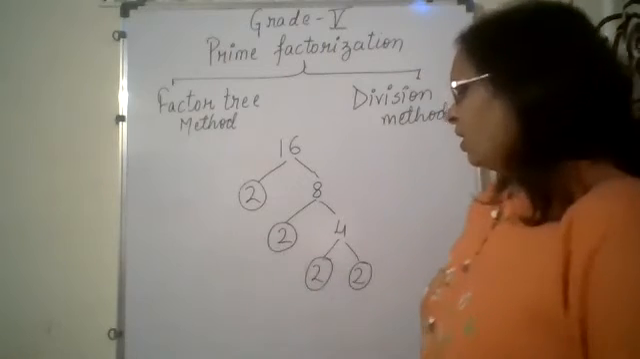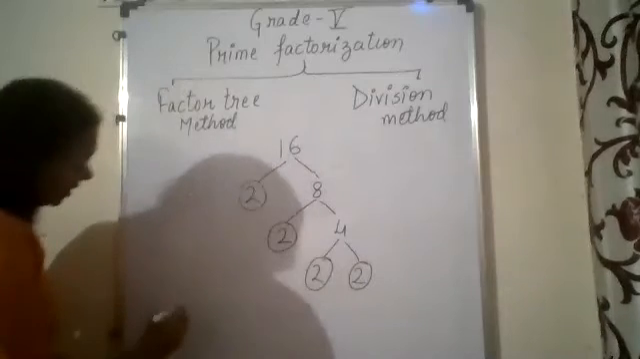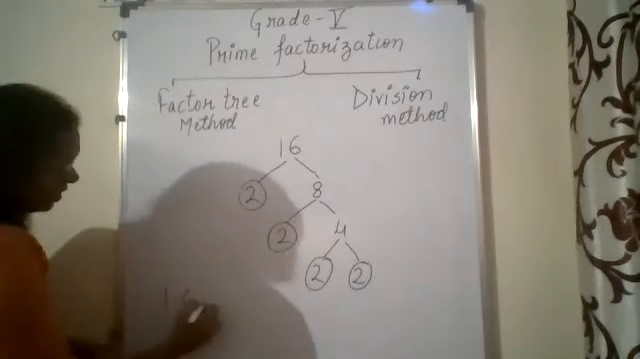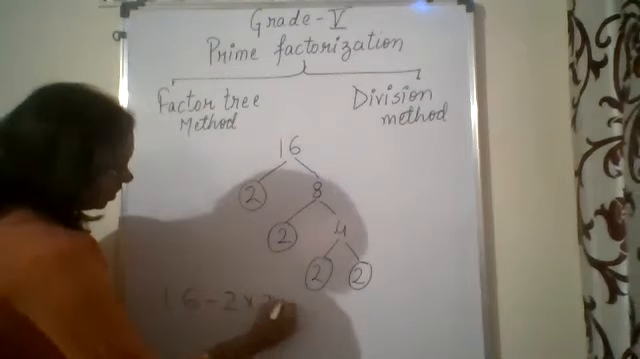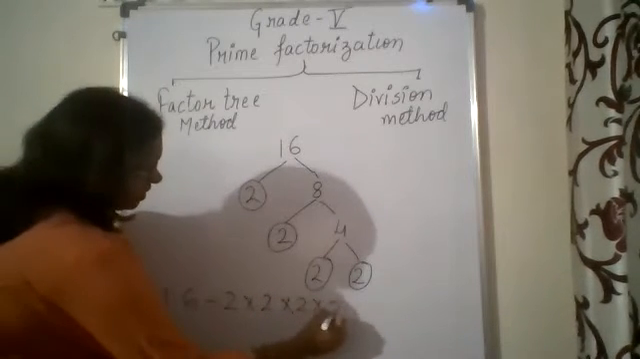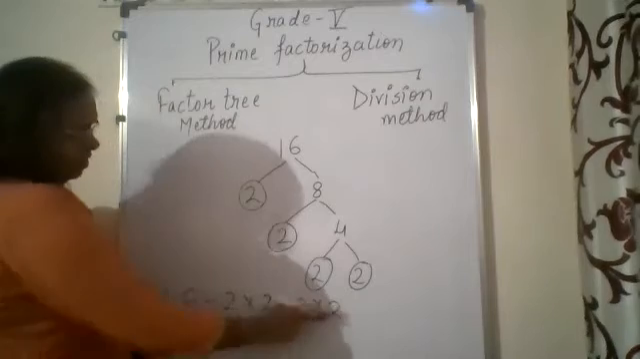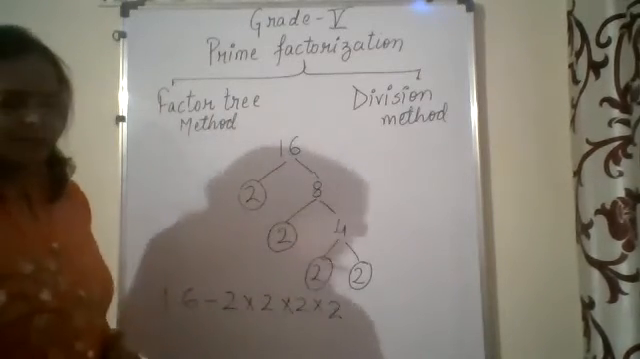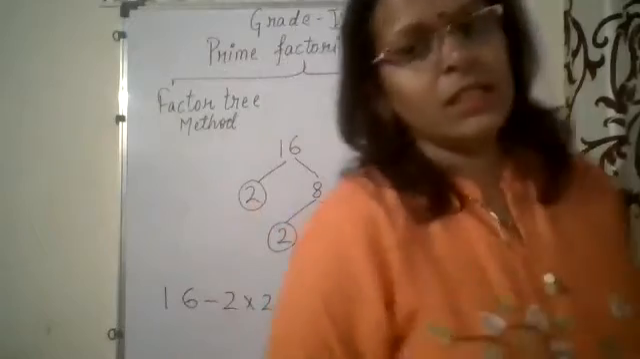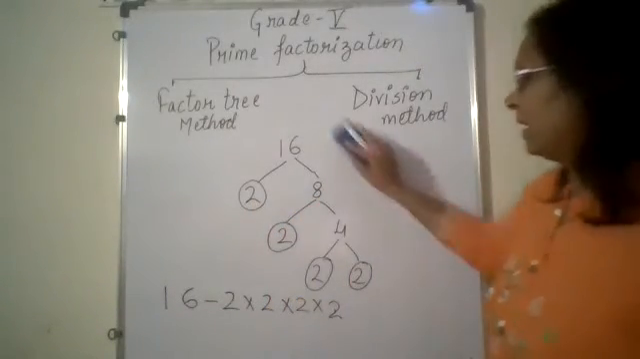So how can you represent 16? You can represent 16 as a product of these four prime numbers, 2 times 2 times 2 times 2. I hope it is clear to everyone. Let me take another example.